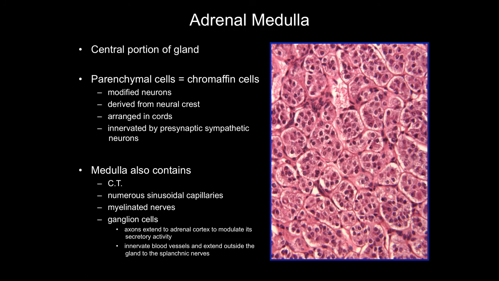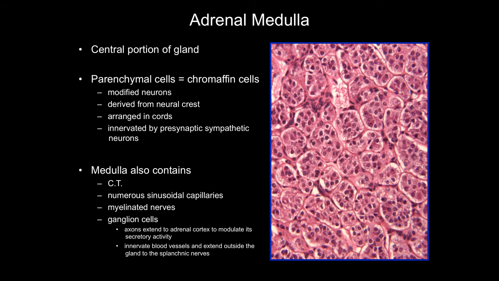The adrenal medulla is the central portion of the gland. The parenchymal cells are chromaffin cells. These are actually modified neurons that derive from the neural crest. They're arranged in clusters and cords. They're innervated by presynaptic neurons. It's a little bit difficult histologically to appreciate that innervation.